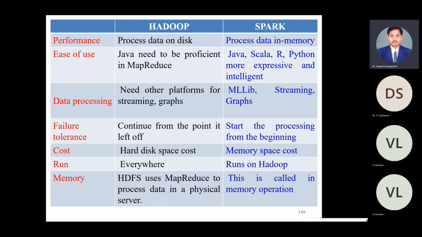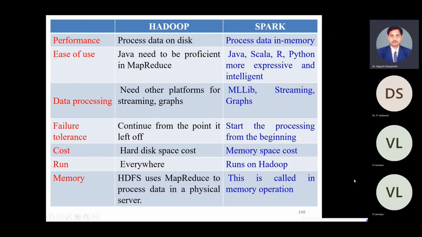Next parameter is run. In a Hadoop environment, you can run it everywhere, whereas Spark runs on Hadoop because it resembles Hadoop features in a Spark environment. Then the next parameter is memory.